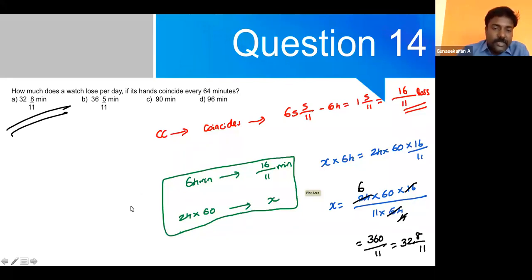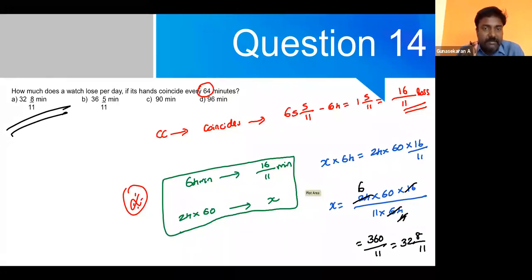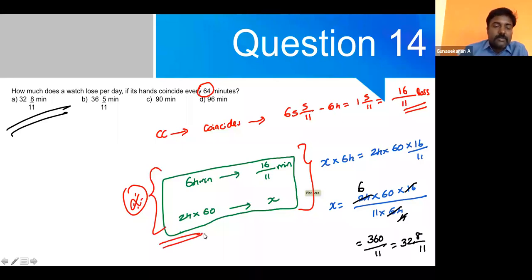All these types of questions, they will give data; instead of 64 they may give 63. If they give 63, put 63 here, the difference here, and then do cross multiplication. If they give 65, put 65 here, the difference here, and then do cross multiplication. That's all. Very easy. How much it will lose per day means what is the difference? In 64 minutes, if I lost this much, in one day how much will I lose? Just understand this pattern, this concept, and use it everywhere. Do a similar question today itself, now itself, so that you will understand clearly.